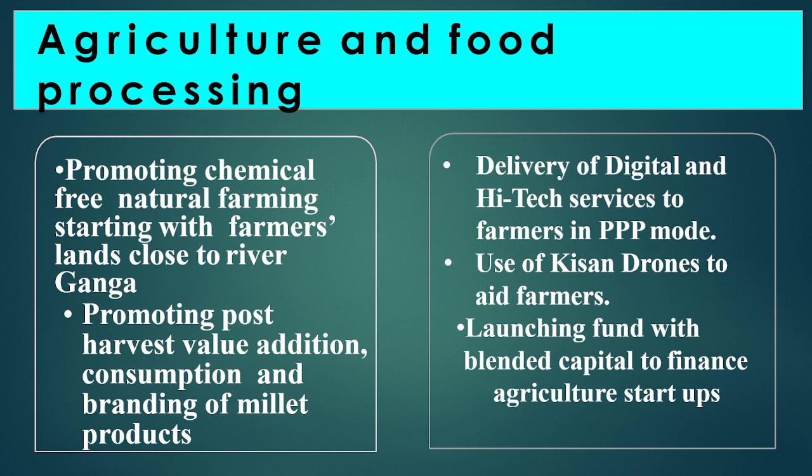Let's move to our next point, and next is your agriculture and food processing sector. If I talk about the agriculture and food processing sector, what are the measures and what are the things that are going to happen this year? Number one is promoting chemical free natural farming, starting with farmers' land close to river Ganga. This year, those lands which are close to river Ganga would have no use of chemical fertilizers. Basically, chemical free natural farming would be going on over there.